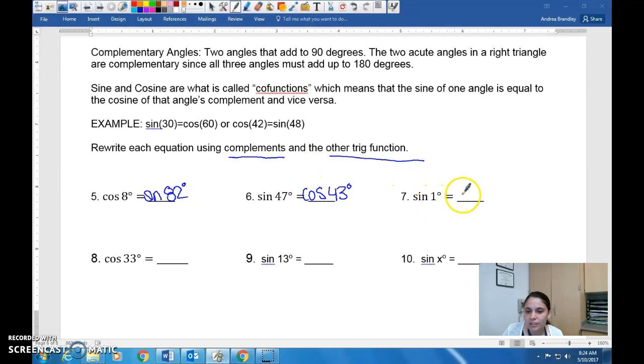So then number 7 becomes the cosine of 89. 8 becomes the sine of 57. 9 becomes the cosine of 77. And then 10 is a little bit interesting because I don't know what x is, but I do know that this is going to become the cosine of whatever 90 minus x is, because that would be the complement of this degree.